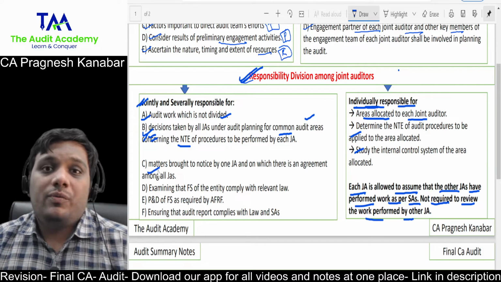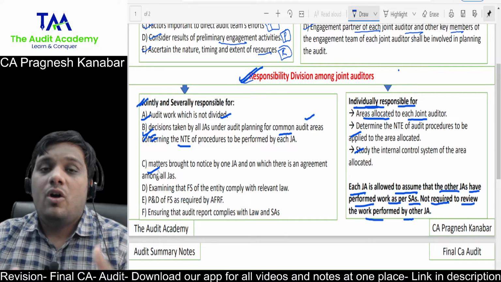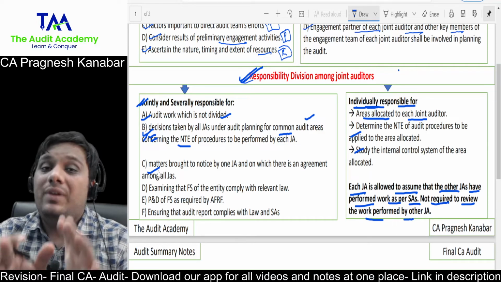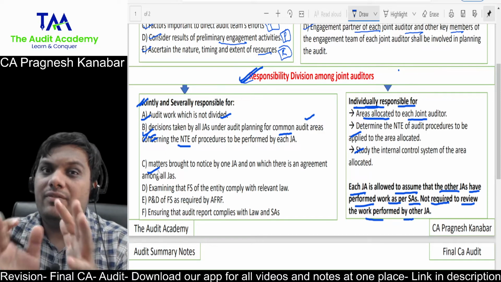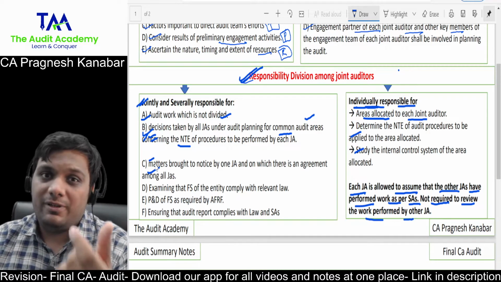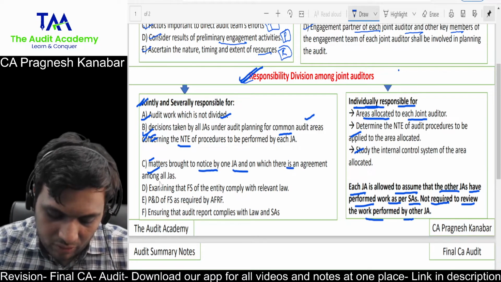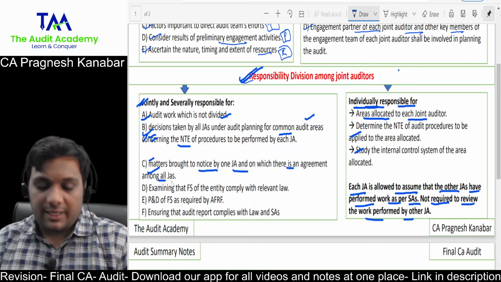Now, obviously, when I was performing any procedure, I brought some matter to your notice on which we had a common conclusion. We had a discussion, we wrote it, and we have a written common conclusion for that. Then in that case, we will have a joint responsibility for that particular matter. All right, matters brought to notice by one JA and on which there is an agreement amongst all JAs.